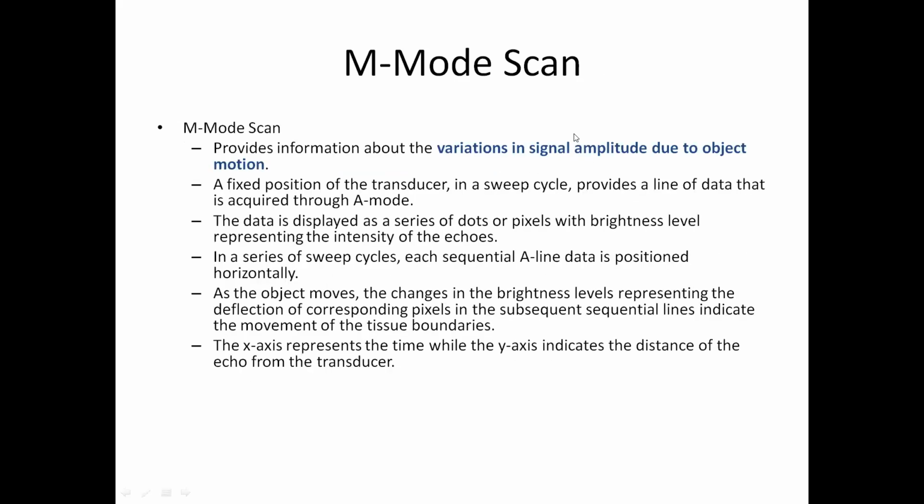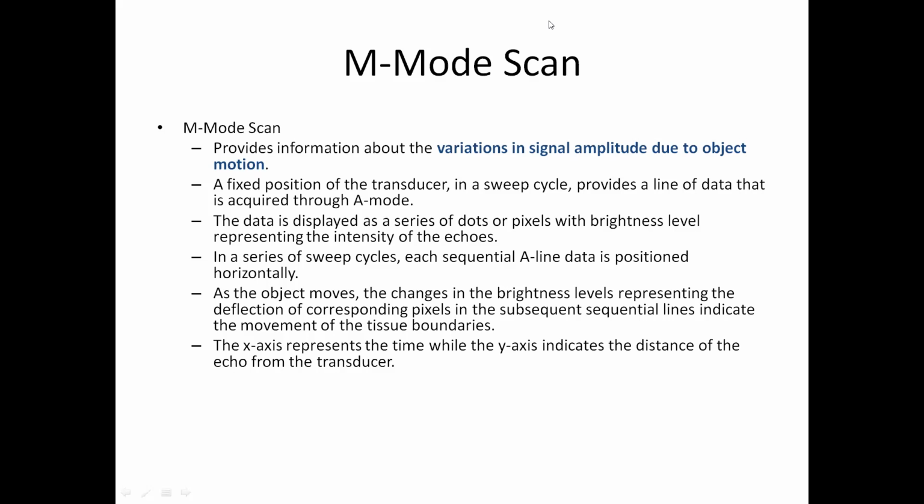Second criteria, M mode scan. The main objective of the M mode scan is variations in the signal amplitude due to object motion. In this M mode scan, we implement a transducer which has a sweep cycle, and it also provides lines of data like A mode.